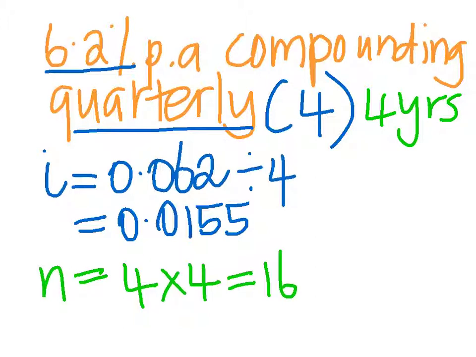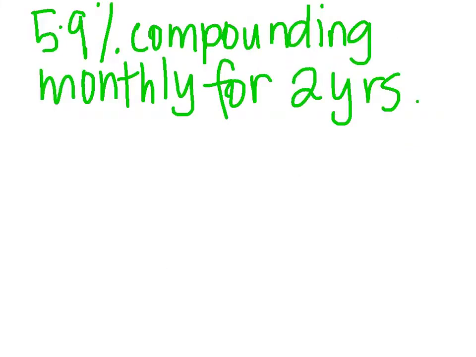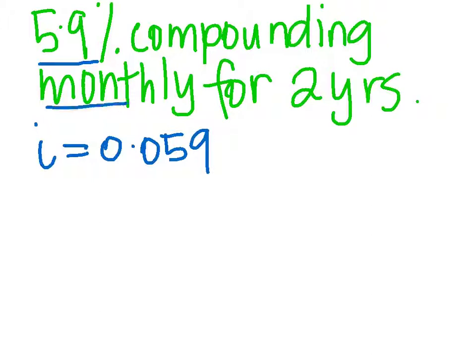Okay, let's do another one. Okay, we've got another situation here where our interest rate is 5.9% and it's compounding monthly for 2 years. So let's first work out our I. So we're going to write down our 5.9% as a decimal. And then it is compounding monthly. So we're going to divide that by 12 because there's 12 months in a year.